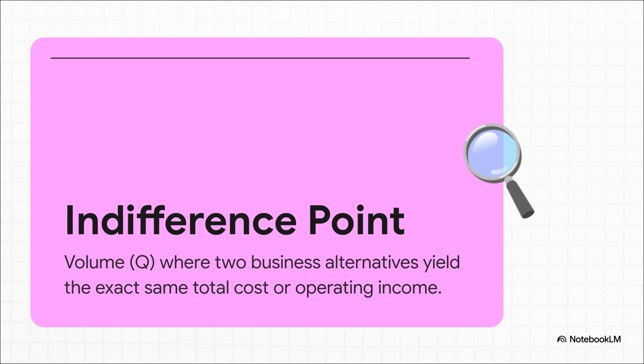It is the exact output level, which we call volume Q, where shifting from alternative A's cost structure to alternative B's cost structure offers zero penalty and zero advantage. The total costs are literally identical. The operating income is identical. It's that exact crossover point if you were to draw it out on a CVP graph.